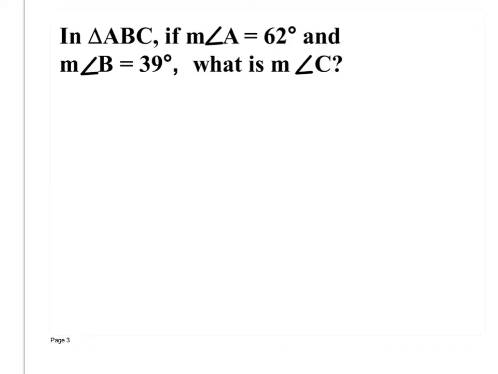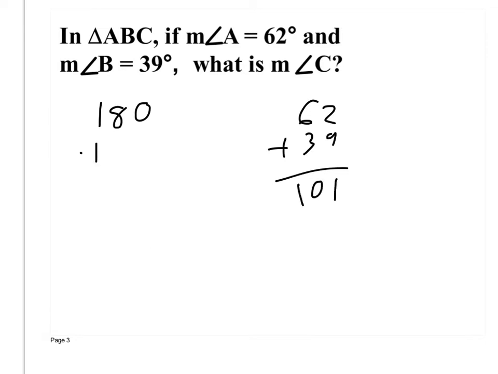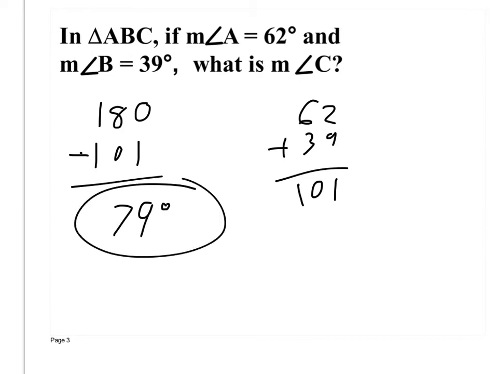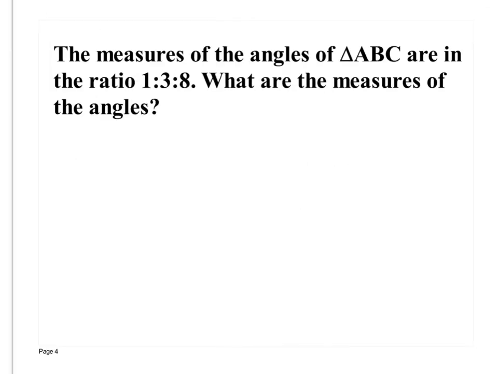In triangle ABC, if the measure of angle A is 62 and the measure of angle B is 39, what's angle C? So I subtract 62 and 39 from 180. 62 plus 39 is what? 101. So I subtract that from 180. 79 is my angle measure of C. This is going to be another way they ask you to find the measures of the angles of a triangle.